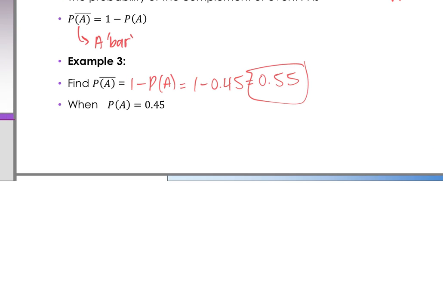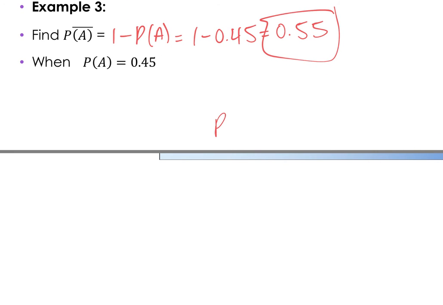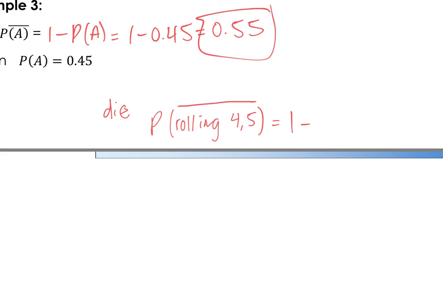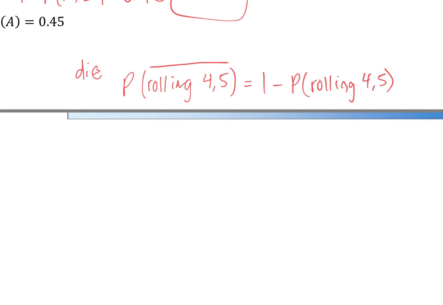So let's do one extra example. Let's say we did the probability of rolling a 4 or a 5 with a dice or die, and we want to take the complement of it. So we would set this up as 1 minus the probability of rolling a 4 or a 5. What is the probability of rolling a 4 or a 5? Xavier? 2 over 6. It's 2 over 6.